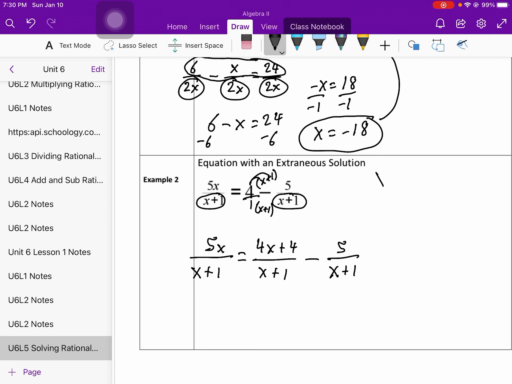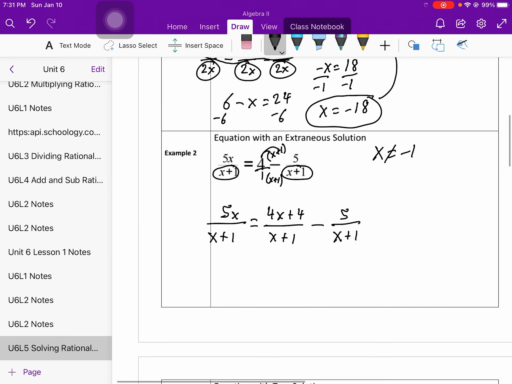Now before I forget, remember, we want to think about the restrictions. What would make the bottom of each of these fractions 0? And in this case, x plus 1, well, the only value that would make that 0 is the opposite, negative 1. Okay, so x cannot equal negative 1. That's going to be a restriction.